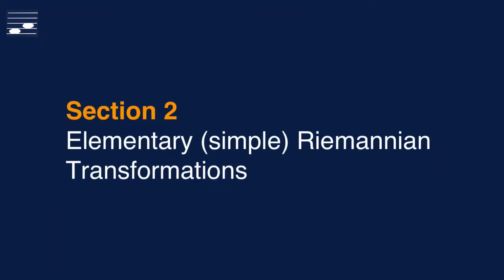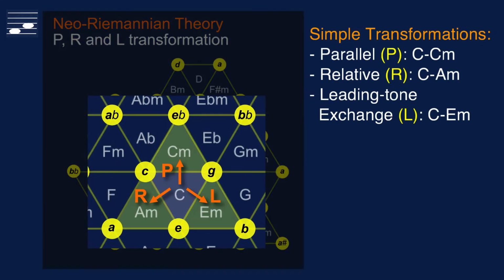In section 2 you will meet the 3 elementary Riemannian transformations. These are the P, R and L transformation, which stand for the major triad moving to the parallel minor triad C minor and to the relative minor A minor. The L transformation is short for leading tone exchange. It is the major triad moving to the minor chord on the major third above.